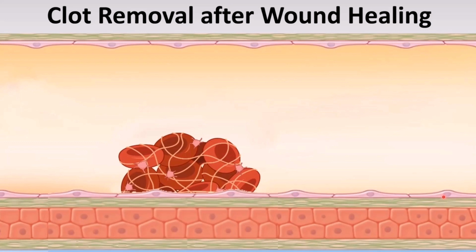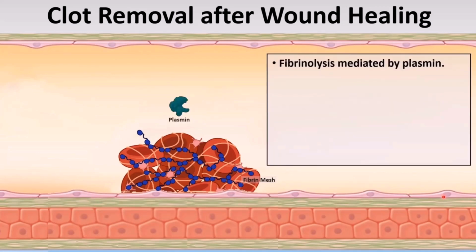And the first step towards the removal of your clot is actually the degradation of your fibrin mesh, because that's when the insoluble mesh is taken away and the clot can be dissolved. And for this to happen, you need a protease, and that protease is your plasmin. Okay, plasmin is that main protease that mediates fibrinolysis.